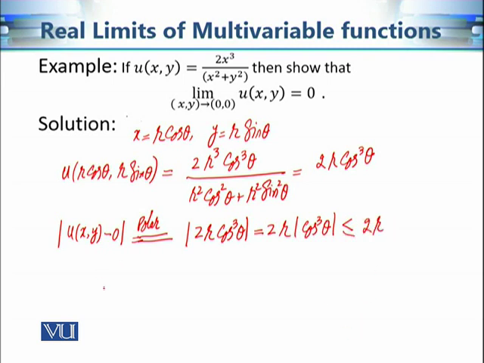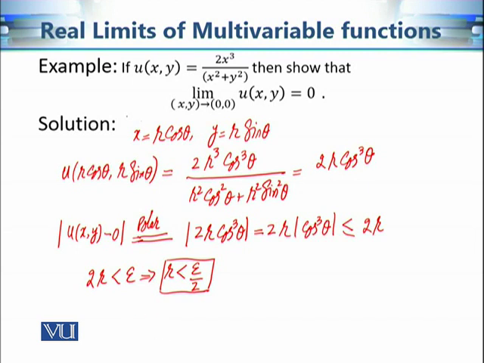2r. Now if we want to prove that the distance between u and 0 is less than epsilon, it will be sufficient to prove that this 2r is less than epsilon, because this 2r is a bigger number than this distance. So if we can prove that 2r is less than epsilon, then it will be sufficient to prove that this distance is less than epsilon. So in other words, 2r less than epsilon implies r should be less than epsilon by 2.